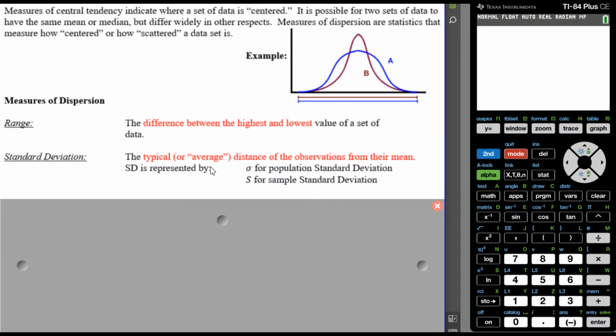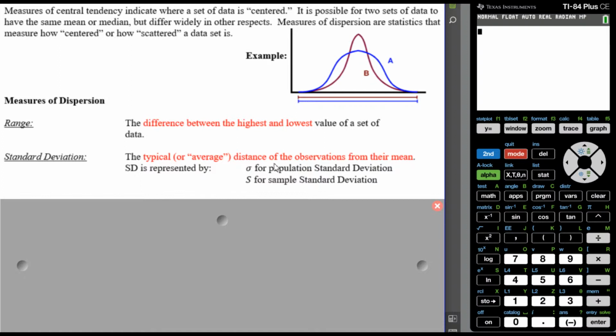Where measures of central tendency tend to tell us where the data is centered, it's possible for these two data sets to have the same mean but vary wildly in other respects. For that reason, we need to measure this dispersion, which is a measure of how centered or scattered the data set is. An example are these two distributions, the blue A and the red B. Both are centered in the same spot, whereas A is a much more dispersed or scattered distribution, and B is much more centered or consistent around its average.